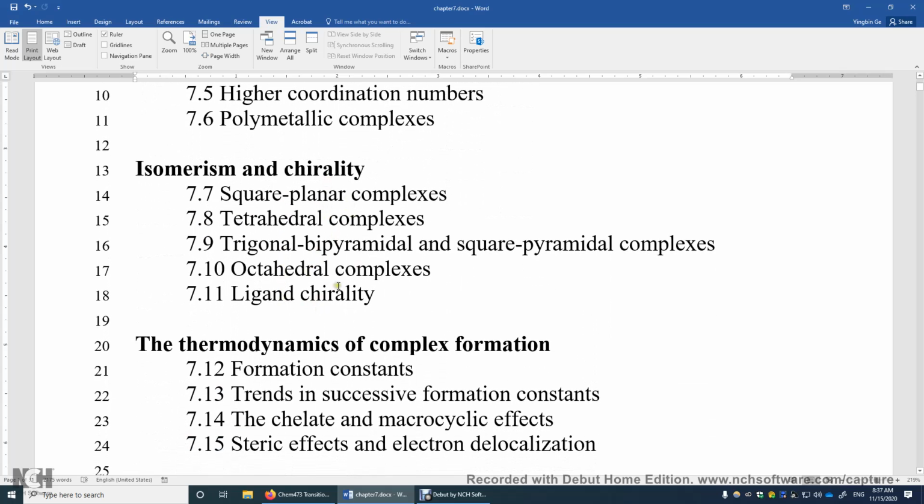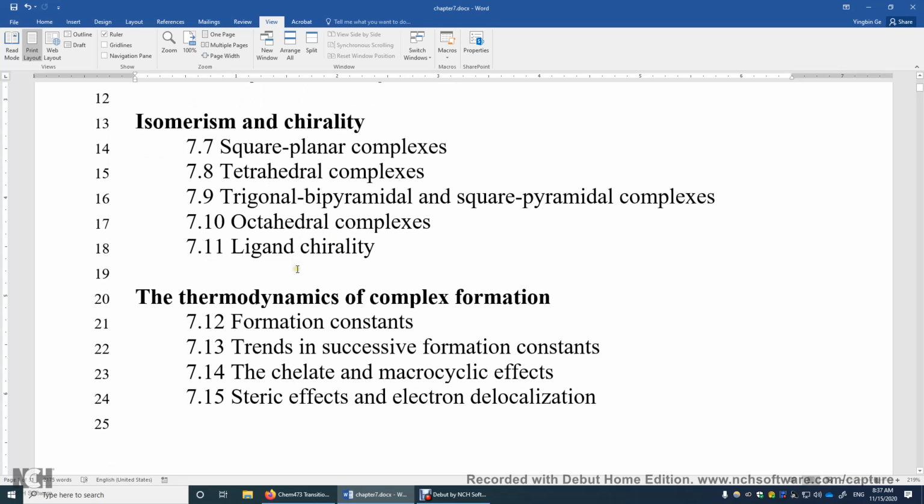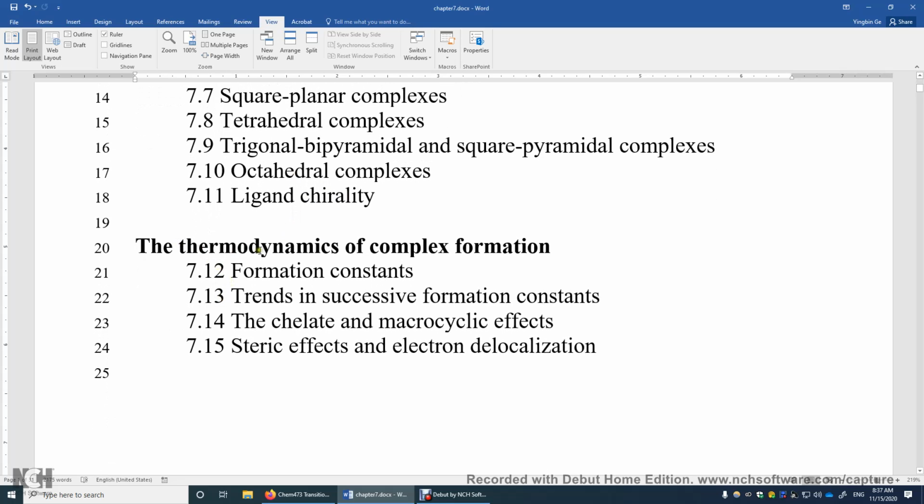So we'll look at the isomers of all these transition metal complexes, and also we'll look at the ligand chirality and the chirality of the transition metal complex. And finally, the thermodynamics of complex formation. So we'll look at the enthalpy change and the entropy change when a transition metal complex is formed.